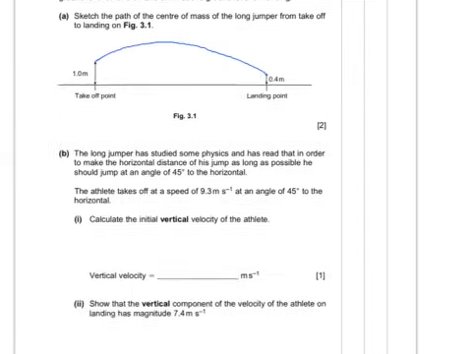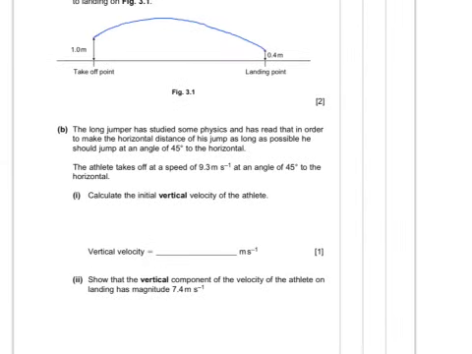Part B then, the long jumper has studied some physics, as all good long jumpers do, and has read that in order to make the horizontal distance of his jump as long as possible, he should jump at an angle of 45 degrees to the horizontal. So if he takes off at a speed of 9.3 metres per second at an angle of 45 degrees to the horizontal. And part 1 says calculate the initial vertical velocity of the athlete.